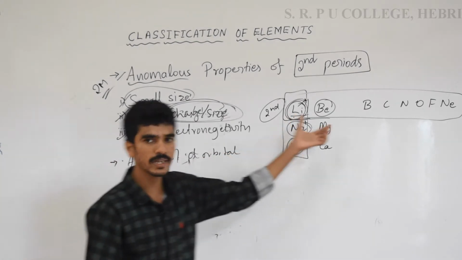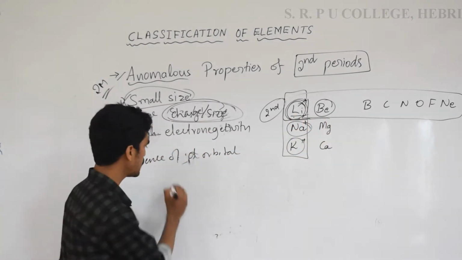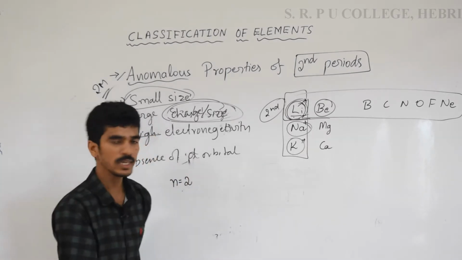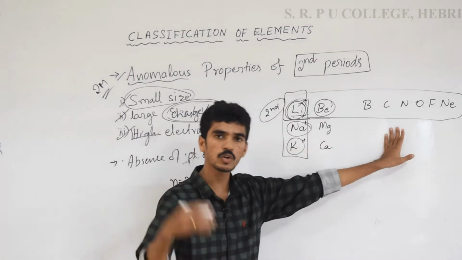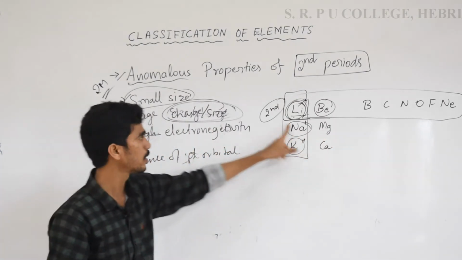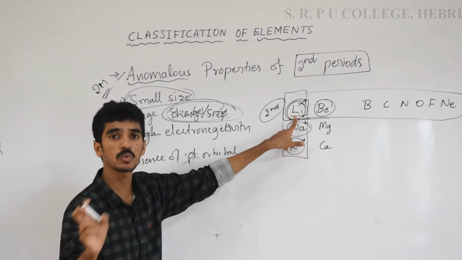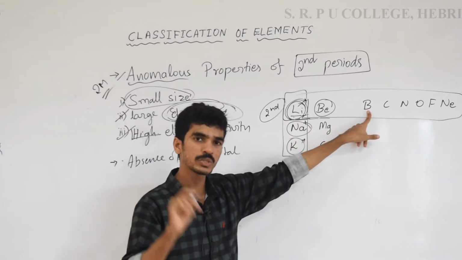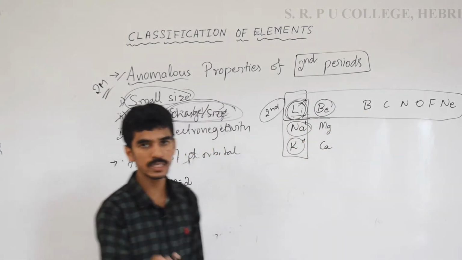Now imagine the second period. In the second period, the maximum principal quantum number should be 2. Is it right? Whatever element you take, the outermost shell should end with 2 only. For example, lithium 1s2 2s1, beryllium 1s2 2s2, boron 1s2 2s2 2p1. So 2 is the last.